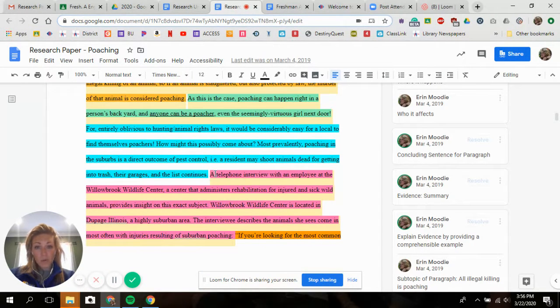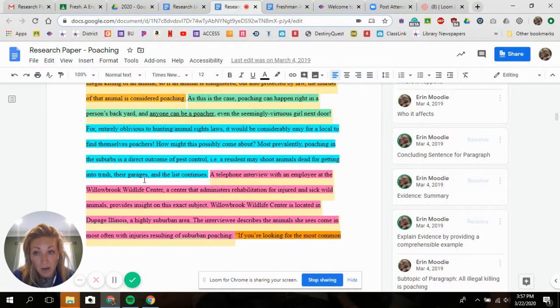This whole part in purple is basically their quote weave, because they're establishing their source credibility. It says a telephone interview with an employee at Willowbrook Wildlife Center, a center that administers rehabilitation for injured and sick wildlife animals, provides insight on this exact subject. So this is technically part of their quote weave, because they are building the credibility of that source.